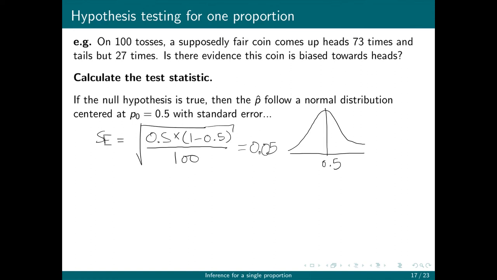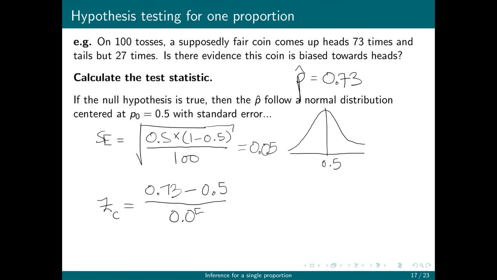Then our test statistic, which we denote z_c for z critical, is 0.73, that's our p hat, minus 0.5, divided by this standard error. 0.73 minus 0.5 divided by 0.05 is 4.6. So we have a z-score of 4.6. Our sample proportion is all the way out here.